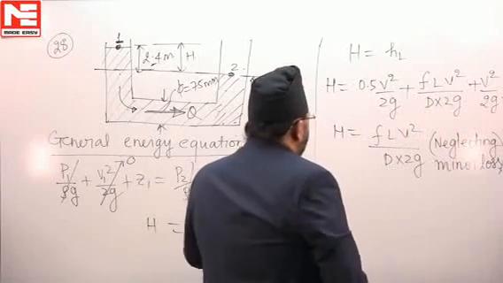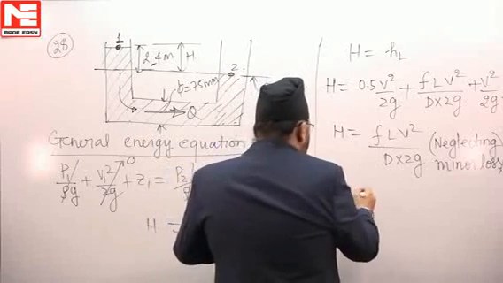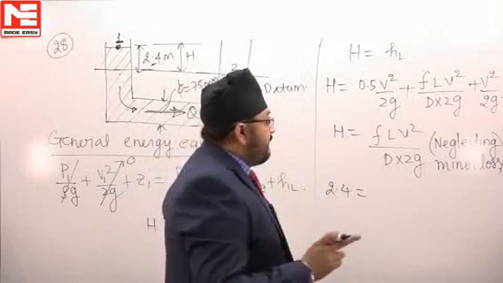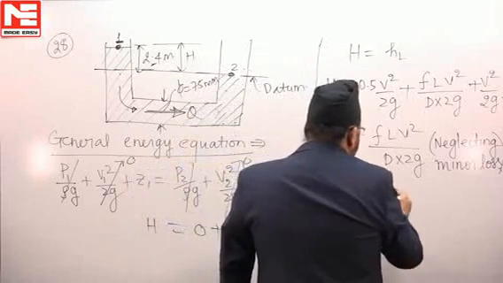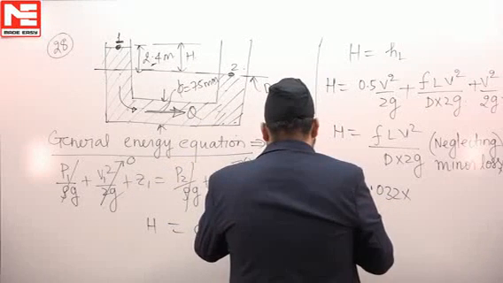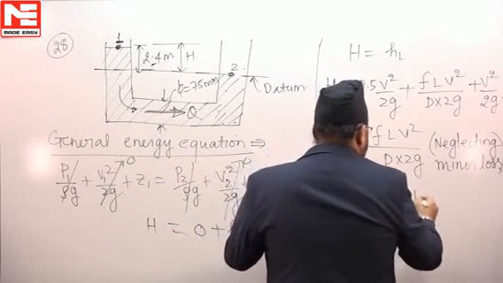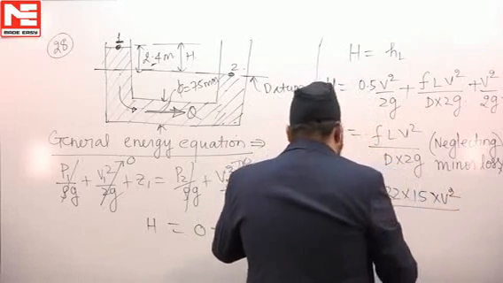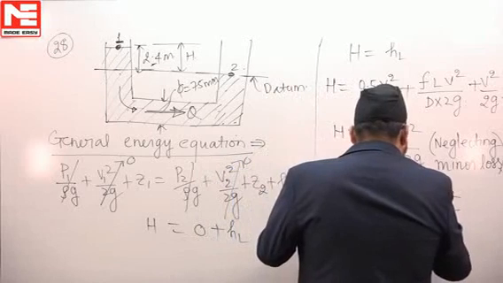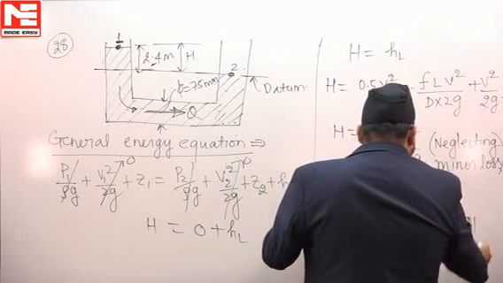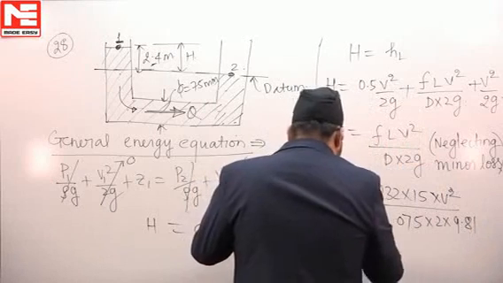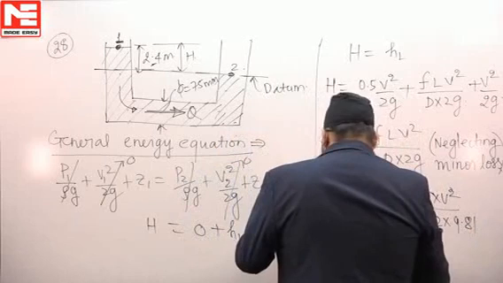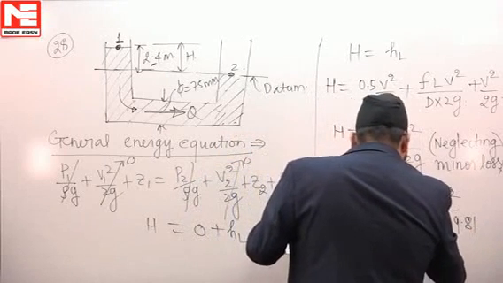Now the value of H is 2.4. What is the friction factor? 0.008 is the coefficient of friction, so multiply with 4 to get the friction factor. So it will be 0.032. Length is 15 meter into V square by diameter, diameter is 0.075, into 2 into 9.81. So from here if you calculate the value of velocity, it will come out to be 2.712 meter per second.